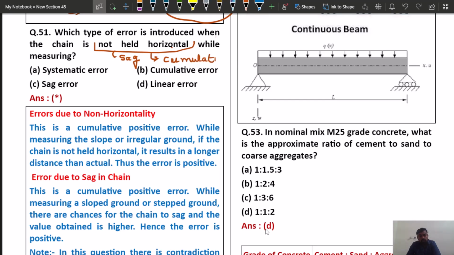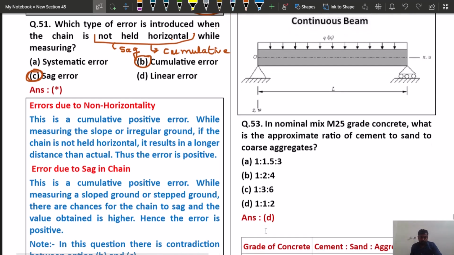So both options are correct, sag error and cumulative errors. So these options are not correct for this question. Now proceeding on next question.